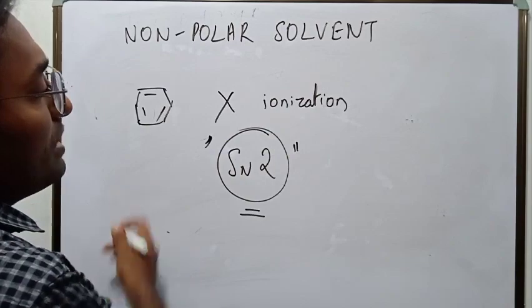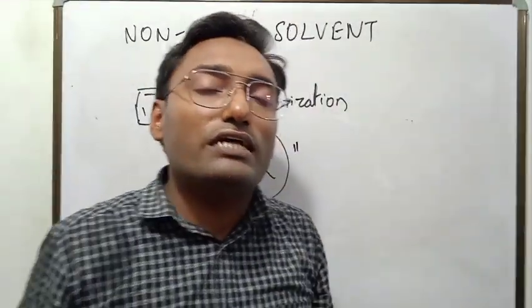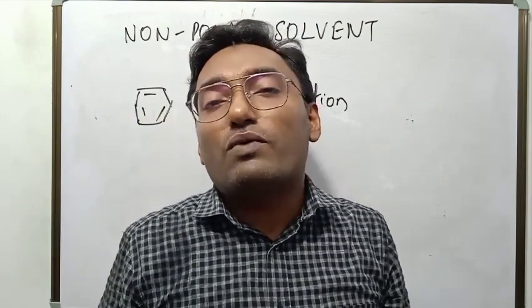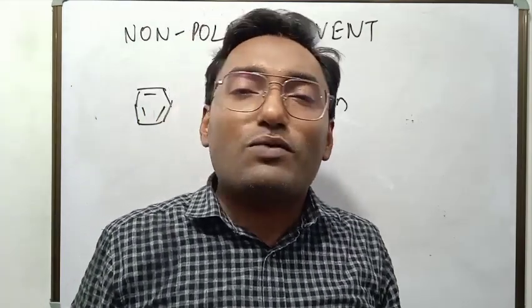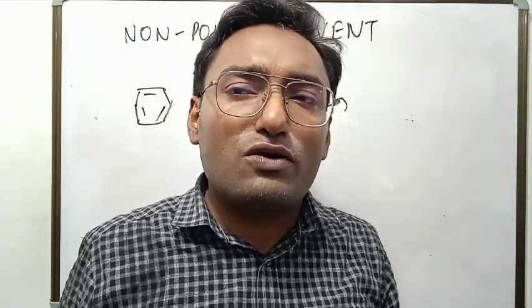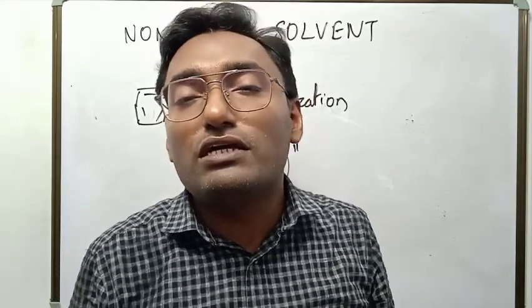So we have discussed that for a reaction to proceed through the SN1 route, we would require a protic polar solvent. For the SN2 route, we require a non-polar solvent. And if we are doing the reaction in aprotic polar solvents, if there is a good nucleophile, if the nucleophile is strong enough, then the reaction would proceed through the SN2 route.